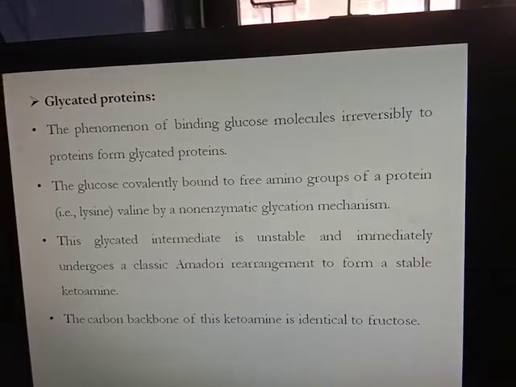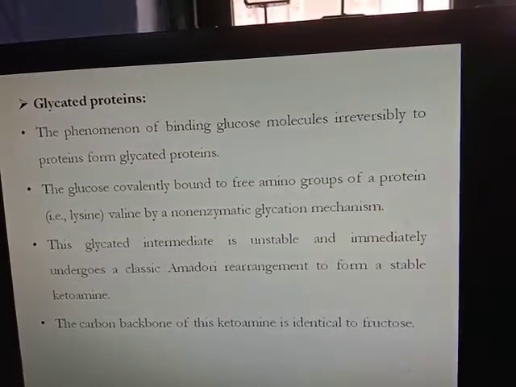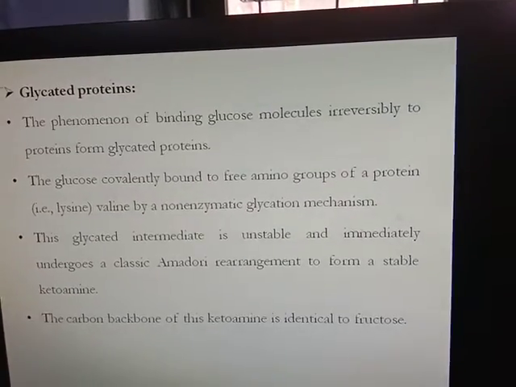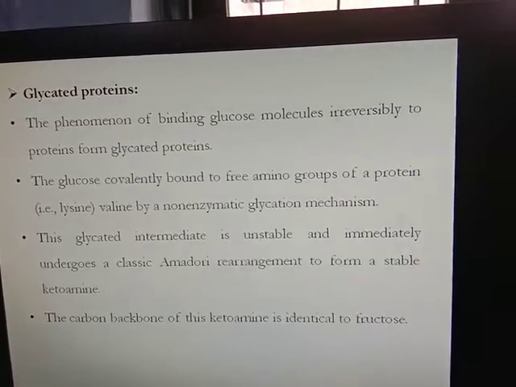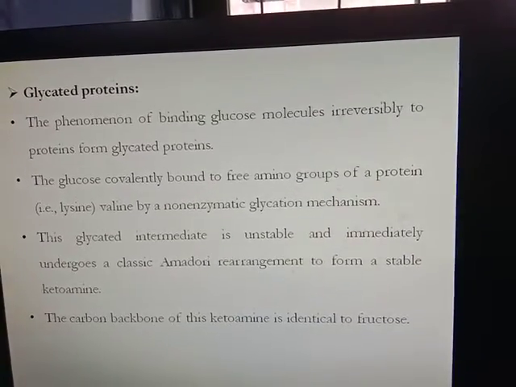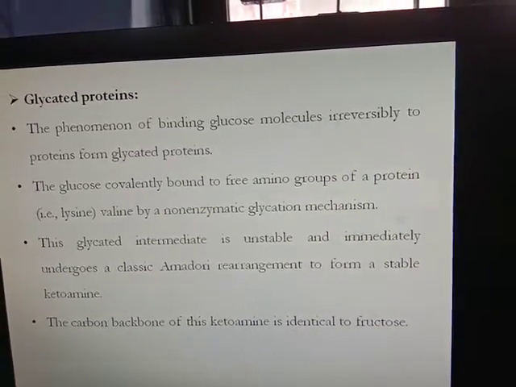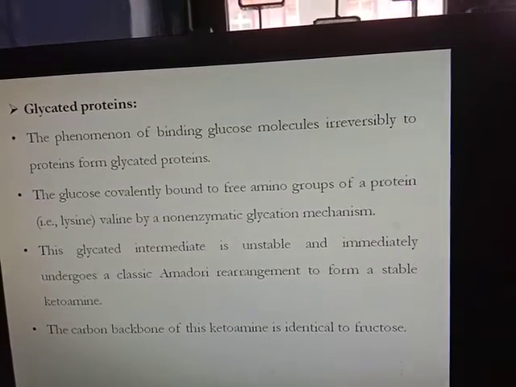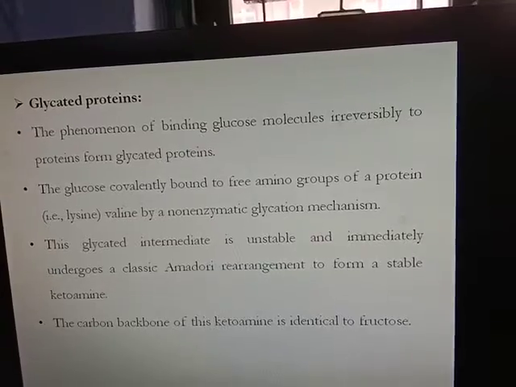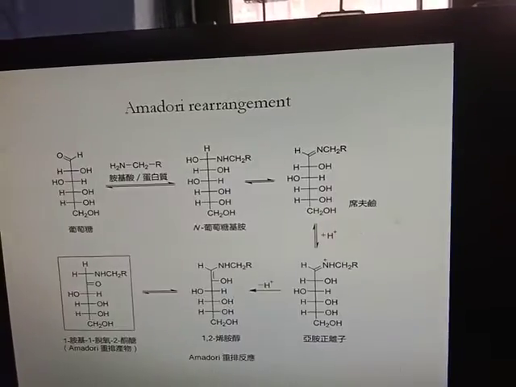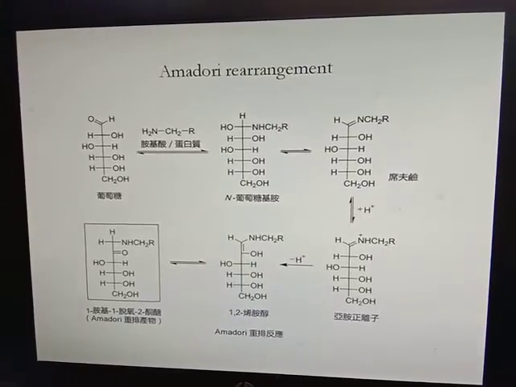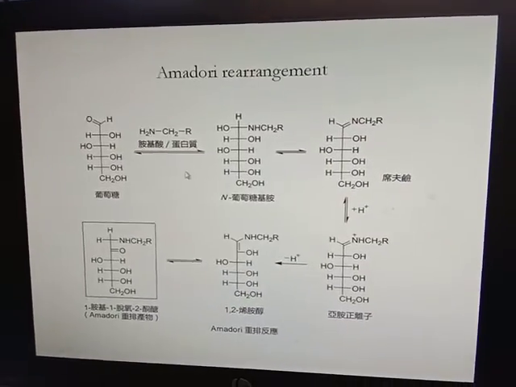When a sugar is bound to an amino acid or protein, it is called an amino sugar. So from that word, it is called ketoamines or aldoamines. The carbon backbone of this ketoamine is identical to fructose. Now we will see the classical Amadori rearrangement, what happens in that reaction.